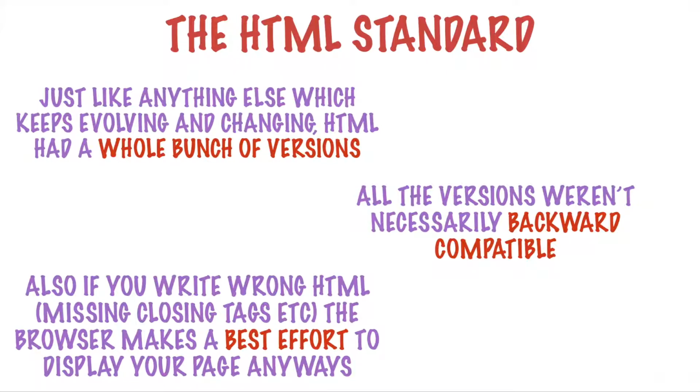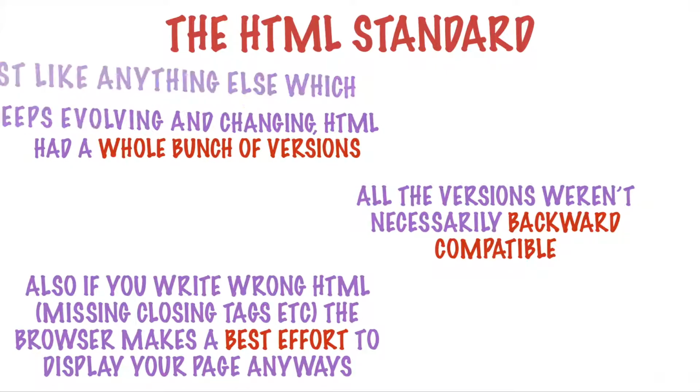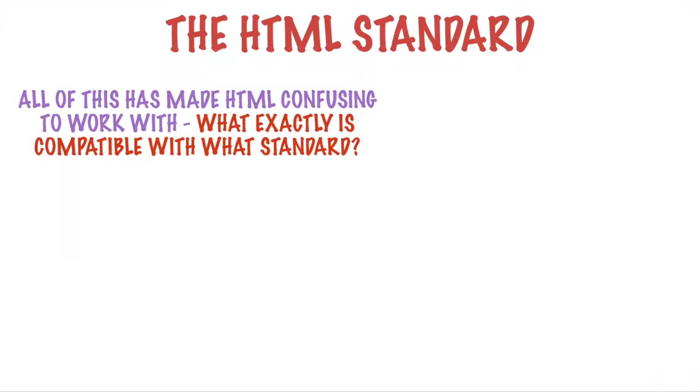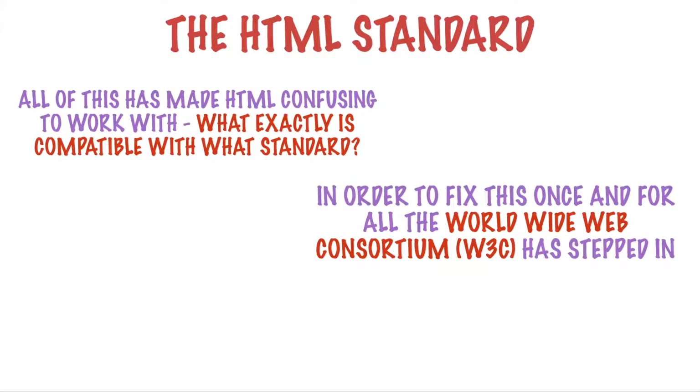Now, in practice, this wasn't always the end of the world because browsers made a best effort to display HTML always. So in general, even if you wrote badly formed HTML or wrong HTML, for instance, missing closing tags and so on, the browser would do its best to display your page nicely in any case. But even so, this wasn't ideal because it made HTML confusing to work with. What exactly was the standard and what exactly was compliant with that standard?